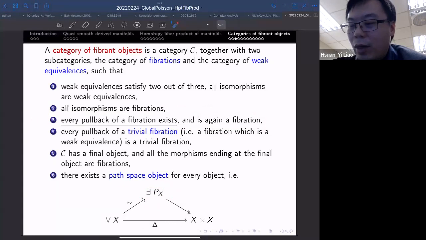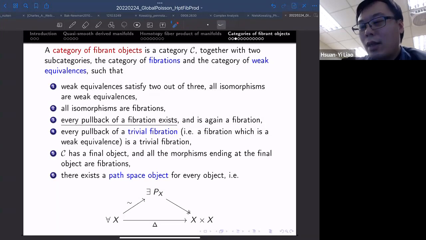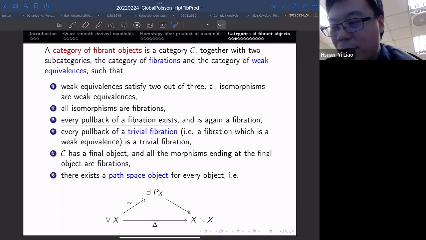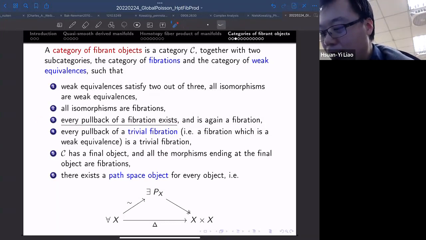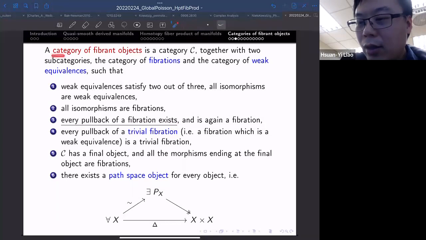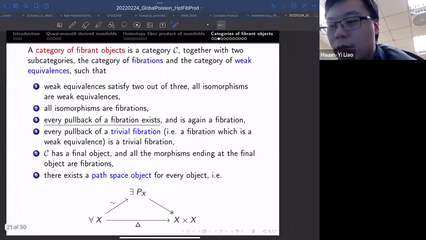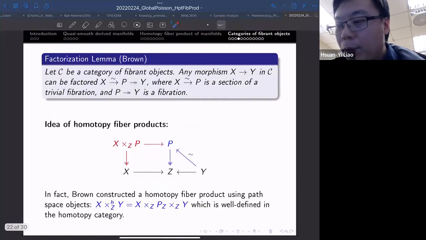If you have a fibration, the pullback of fibration means the fiber product where one of the maps is a fibration. And then in that case, the pullback exists, which just says the fiber product is a manifold, so it's still in this category. And this is what this axiom says. So this axiom characterizes our situation. And this is what people call a category of fibrant objects. It was introduced by Ken Brown.